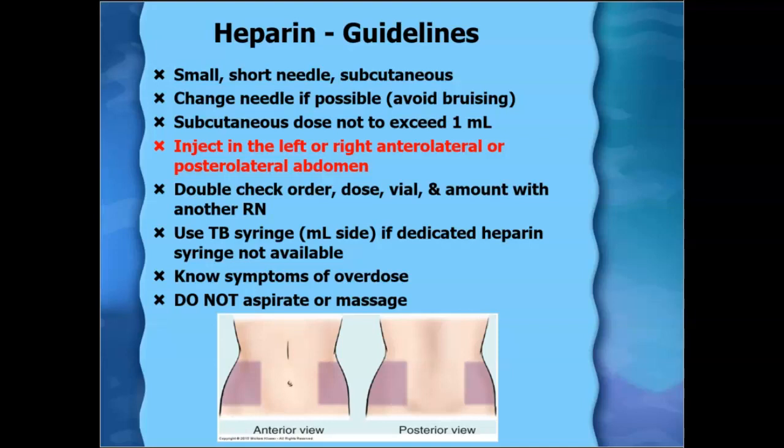Only use a TB syringe if a heparin syringe is not available. Remember, don't use an insulin syringe though. So TB syringe if a heparin syringe is not available. Know your symptoms of an overdose and, again, do not massage the area once injected or aspirate, okay?